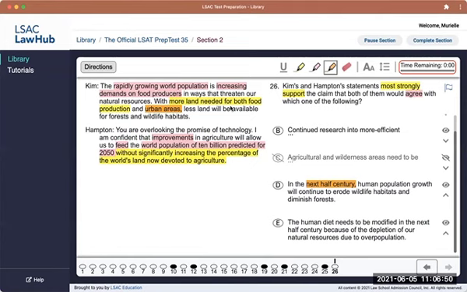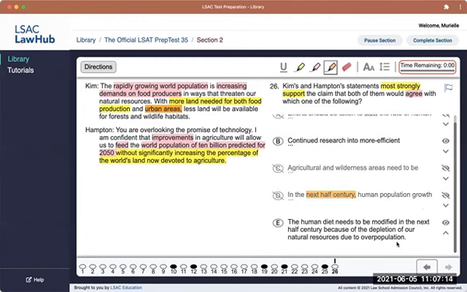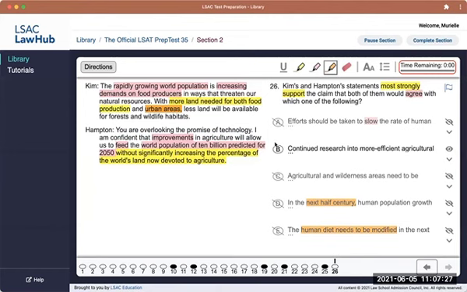Kim would say yes. Hampton seems to think that technology can allow us to, yeah, like we won't significantly increase the land devoted to agriculture. So, like I said, Hampton is optimistic. E, the human diet needs to be modified. Okay. So neither of them actually talks about modification of the human diet. So that one would be removed as well.